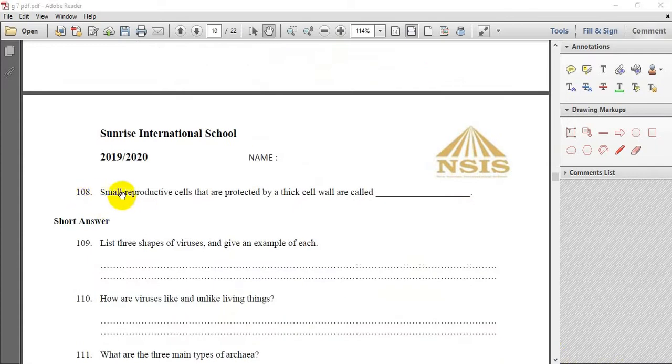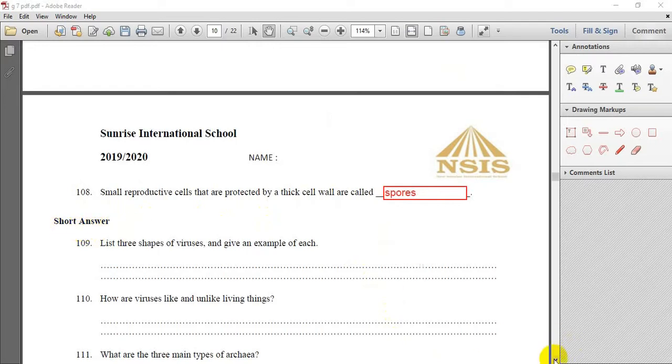Question 108. Small reproductive cells that are protected by a thick cell wall are called. As we said before, fungi reproduce by small cells, and when these cells fall on the ground they can grow into a new fungus. This kind of cell we call spores, and this is one way of asexual reproduction. And now we will move to the short answer questions.